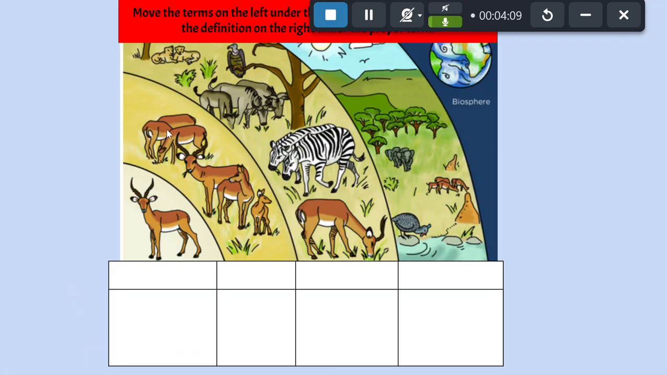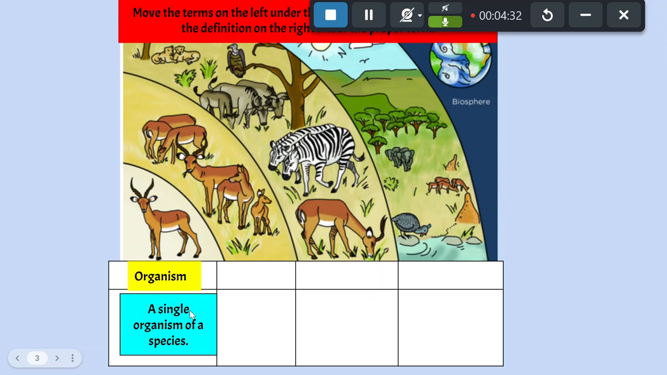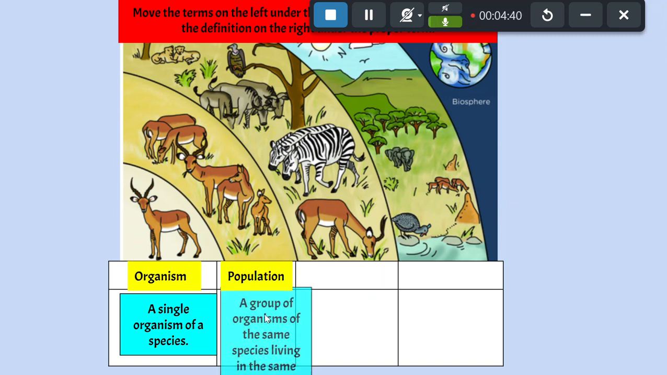All right, so if you went through and did your warm-up in Schoology, you would have worked on a slide like this. So you want to make sure your slides are accurate, because that's something you can use to study for an upcoming test. So if I look right here at this antelope guy, that's just one organism, a single organism of a species. This, I can see I have several antelopes. So this is a population. It's a group of organisms of the same species that are all living in the same environment.